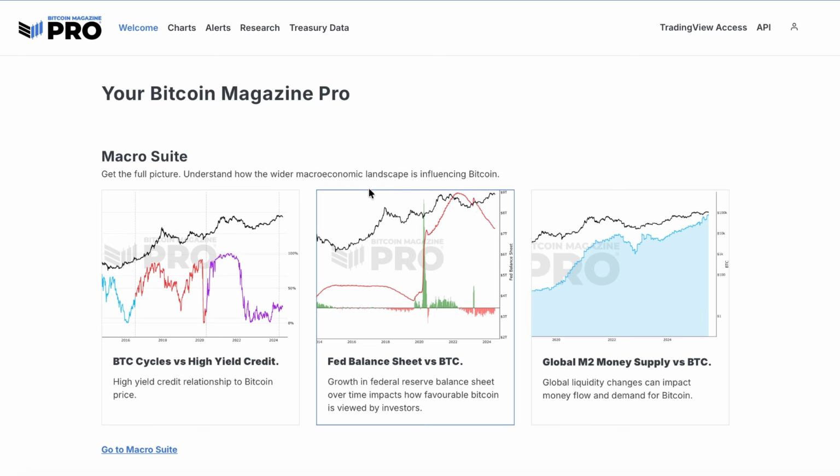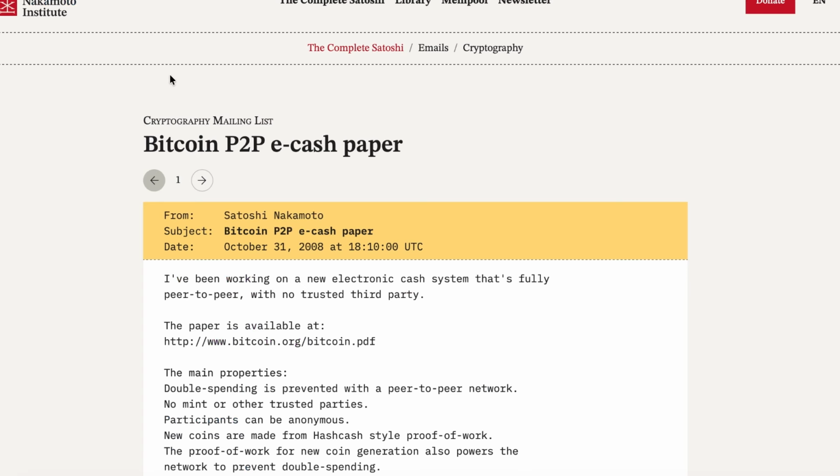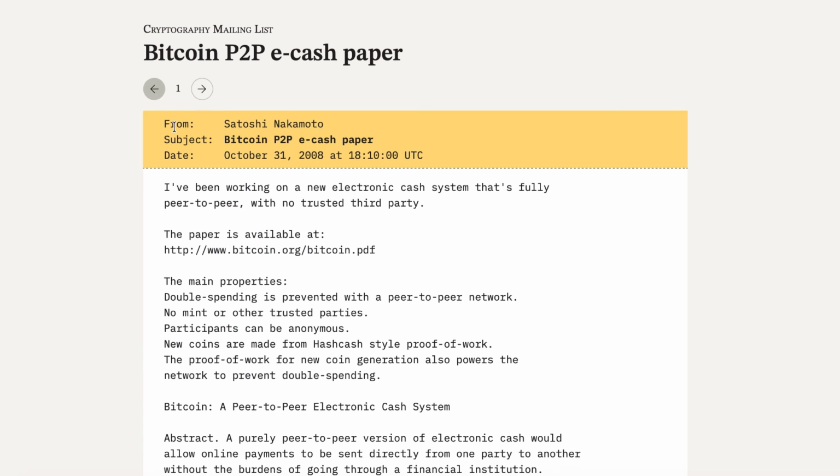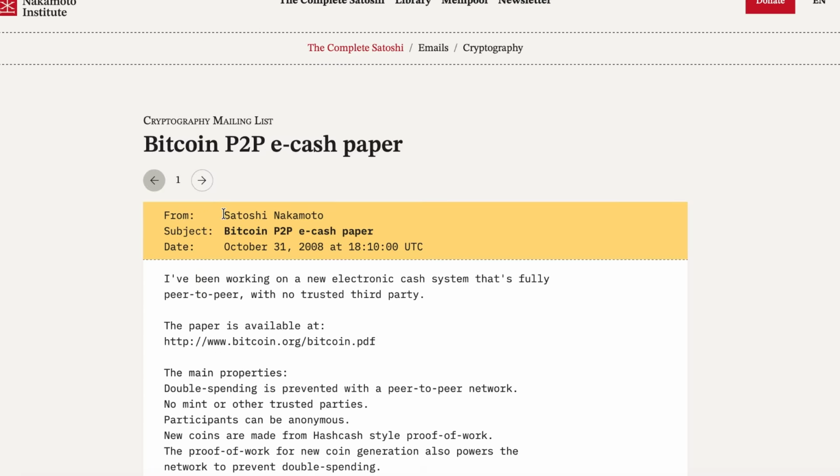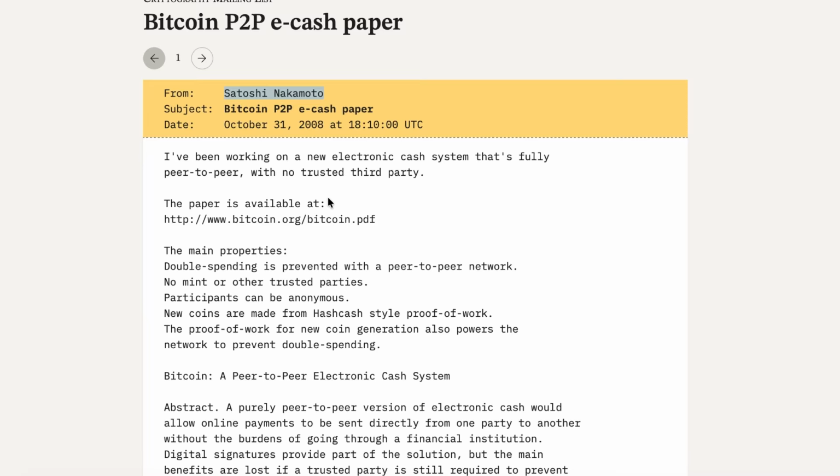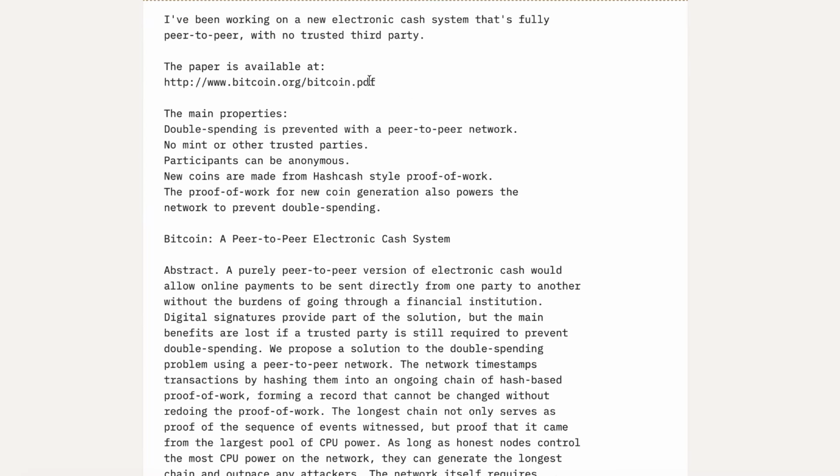So first and foremost, to understand Bitcoin, we have to rewind the clock. If we go back to 2008, we can see this is when Bitcoin was really born. Satoshi Nakamoto, the anonymous founder of Bitcoin, sent out an email to a cypherpunk group sharing his creation, which was the Bitcoin white paper, a fully peer-to-peer, no trusted third-party electronic cash system.